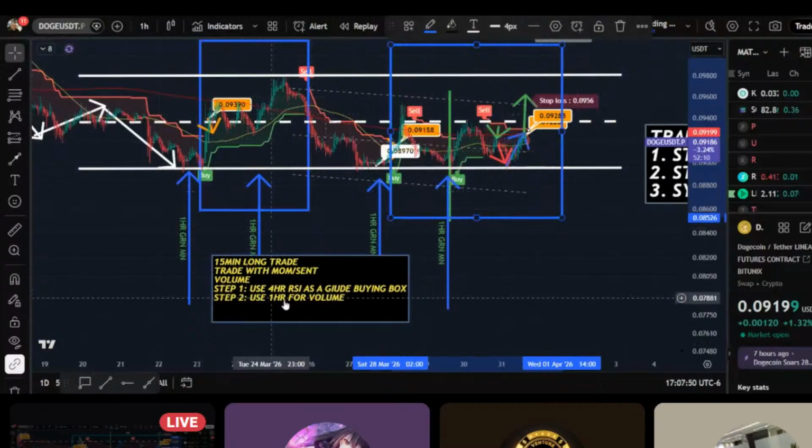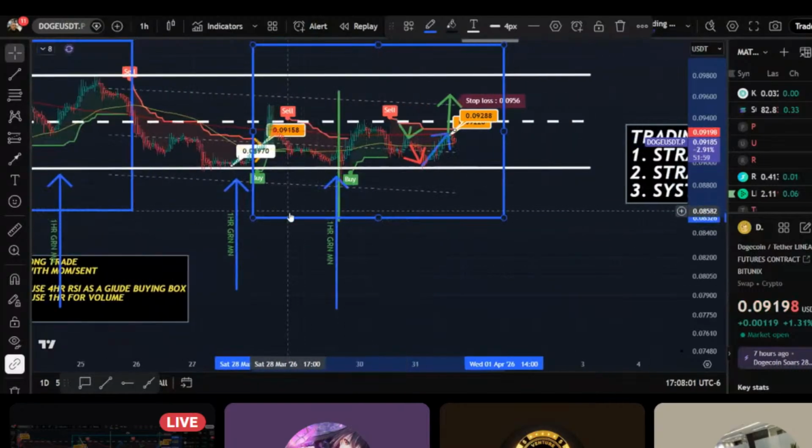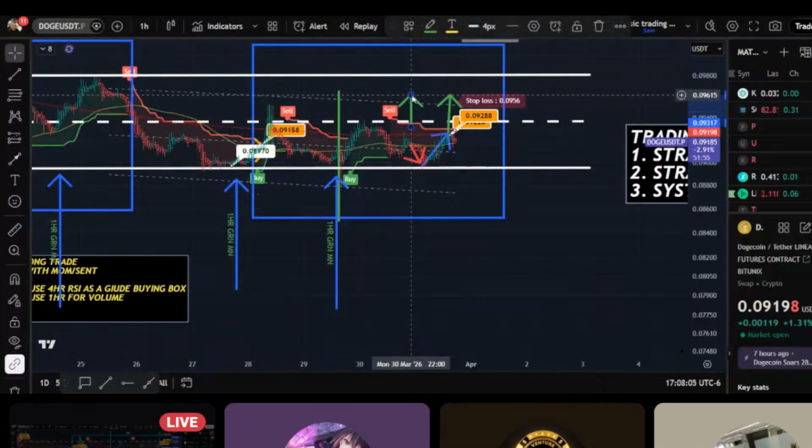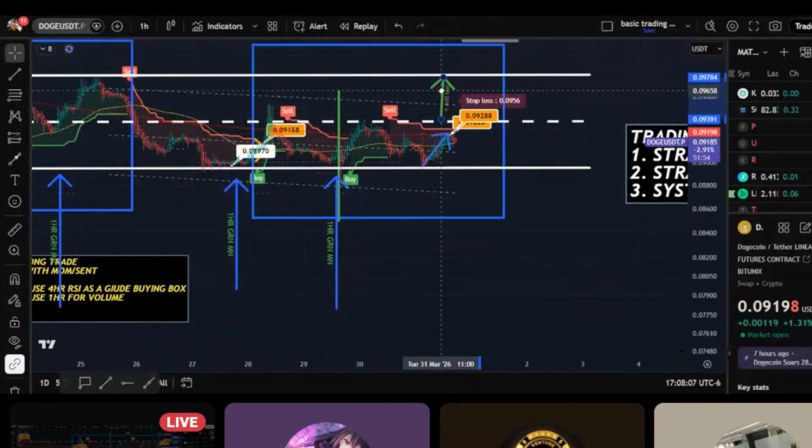Then we have our 1-hour volume, which is the green moon. We have 2 options here, 1 and 2. First before the buy, second during the buy, first before the buy, second during the buy. So that really pretty much breaks down our 15-minute trade possibilities, right? So are you still with us?